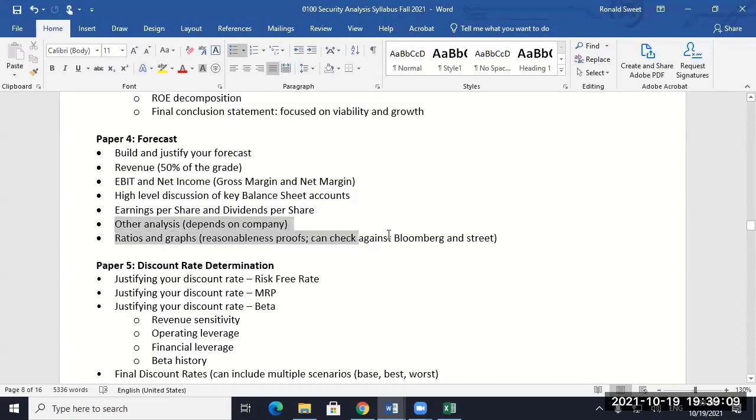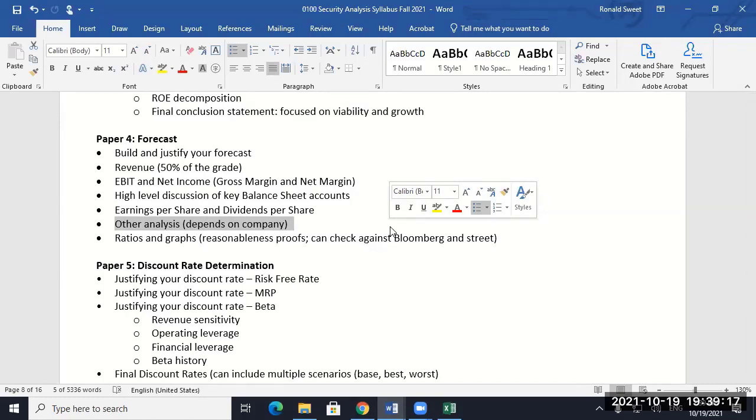Any other type of analysis that you want to do, other ratios or whatever you want to throw in there, that would be fine. If you want to bring in the Bloomberg forecast, that's perfectly fine. It's hard to say why Bloomberg's forecast is high or low, because who knows who these people are. But if you want to compare, that would be fine. And then some key ratios and graphs similar to what you did in paper 3, but not nearly as extensive.